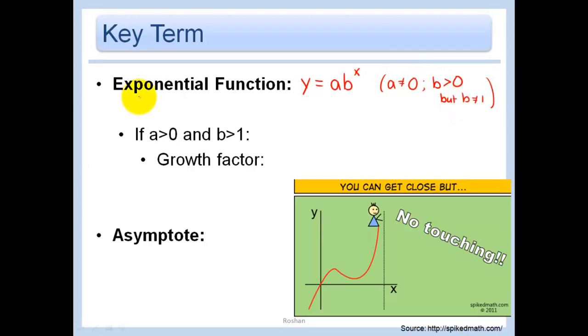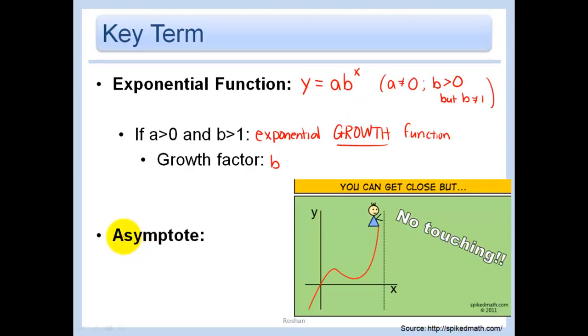But in general, for an exponential function of the form y equals ab to the x, if a is positive and b is a number bigger than 1, meaning in this case b is not a fraction, because remember b has to be positive, then we have an exponential growth function. And the growth factor is just that b.